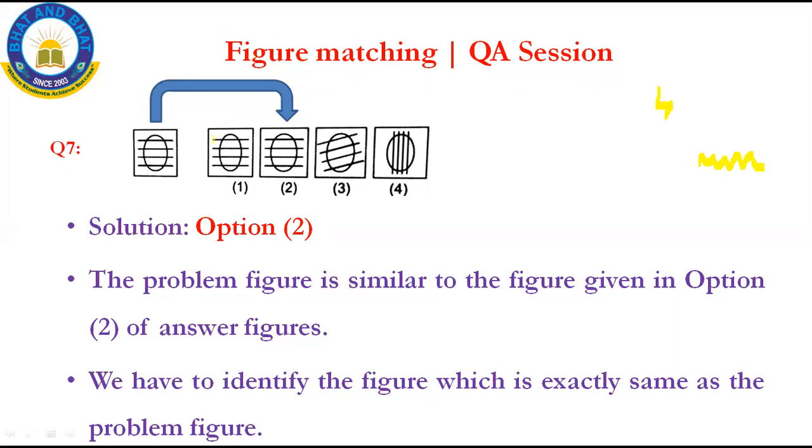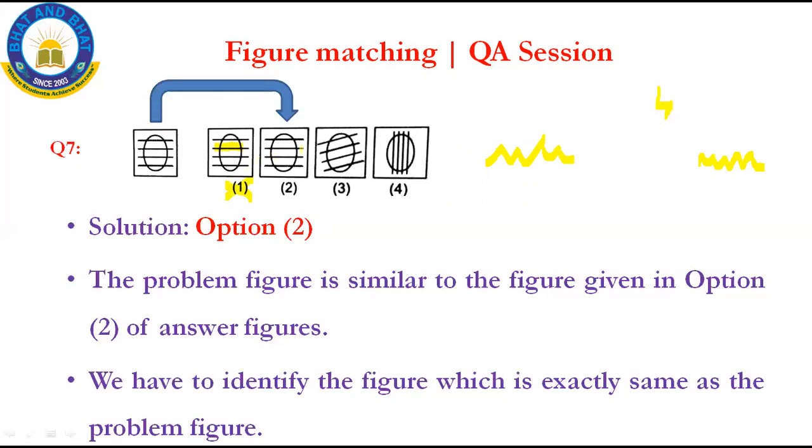Now, why is the first one not a correct answer? Because it has all the lines straight. See, the problem figure has one zigzag line, then a straight line, a zigzag line, and a zigzag line. This one is called zigzag lines. It's drawn small, okay, in the figure. So option 1 is not a correct answer because all the 5 lines are straight lines. So option 1 is not the answer.